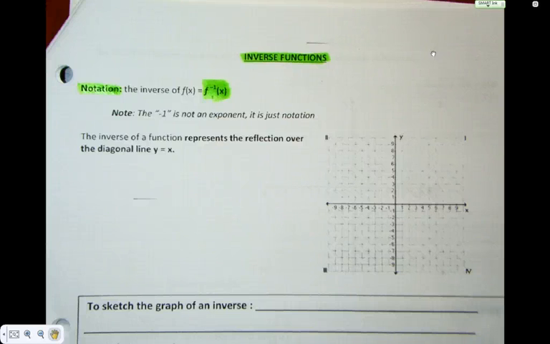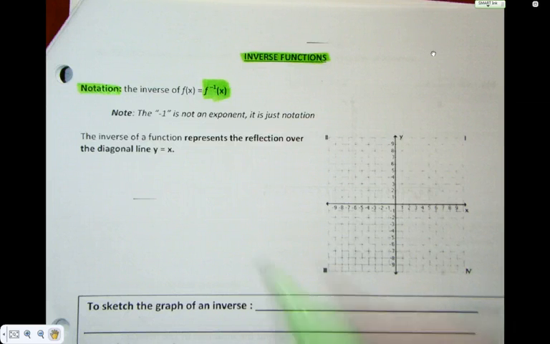How do we pronounce that? Inverse. Okay, so we don't call that f negative 1 x. We don't call it f to the negative 1. We just call it inverse. And just note the negative 1 is not an exponent. It's just notation. Whoever invented this decided that's the way they want to notate it. So we don't pronounce it any other way than just inverse.